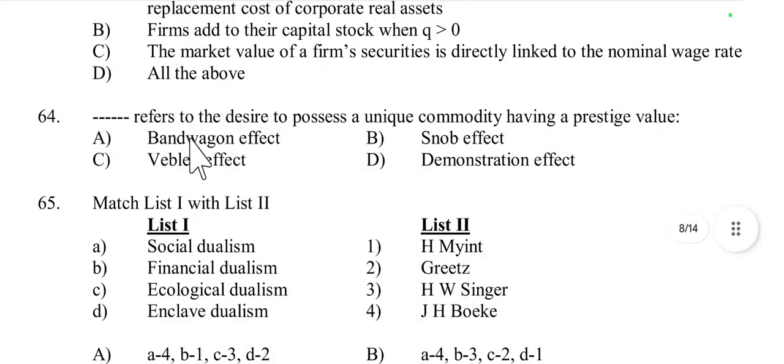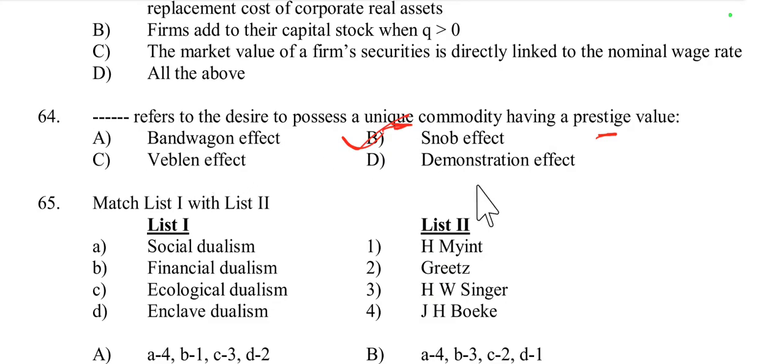Then question 64, dash refers to the desire to possess a unique commodity having a prestige value. So a unique or rare commodity having a prestige value creates the snob effect. The commodity is very unique or very rare. When we buy this type of commodity, whatever may be the price, due to our prestige or status symbol, we use it, so it is called the snob effect.